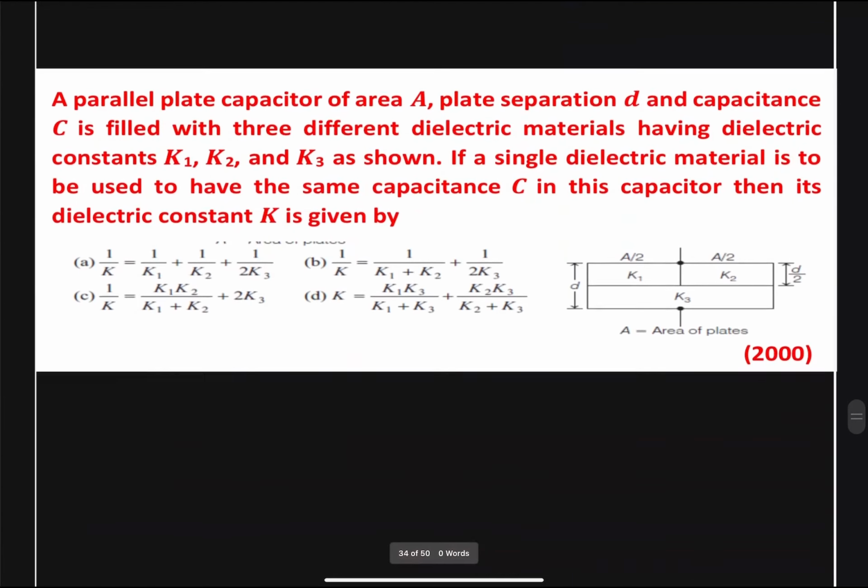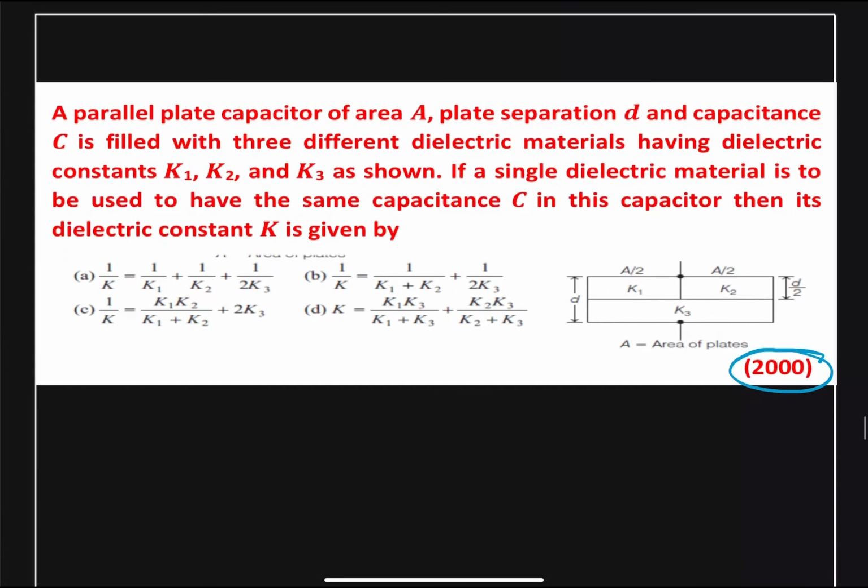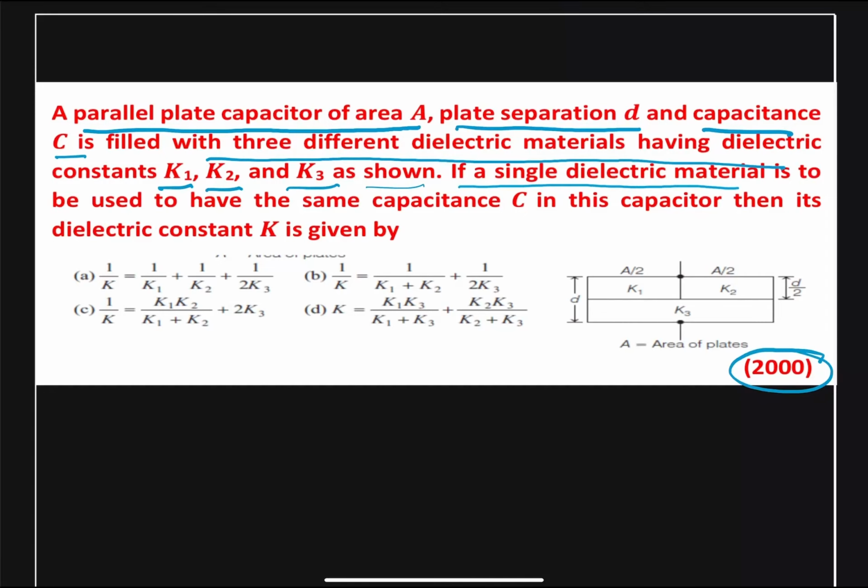Next question. It was asked in the year 2000, and it states that a parallel plate capacitor of area A, plate separation D and capacitance C is filled with 3 dielectric materials having dielectric constants K1, K2, K3 as shown. If a single dielectric material is to be used to have the same capacitance C in this capacitor, then the dielectric constant K is given by, and the basic figure is given.